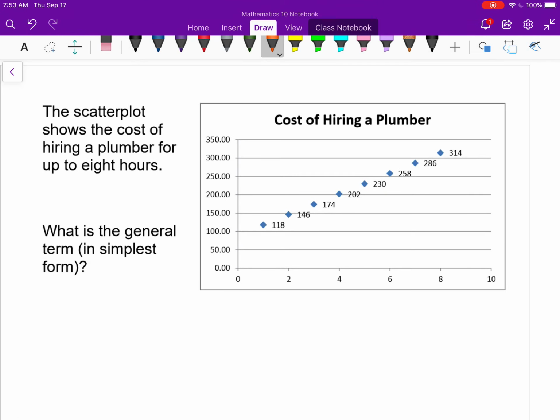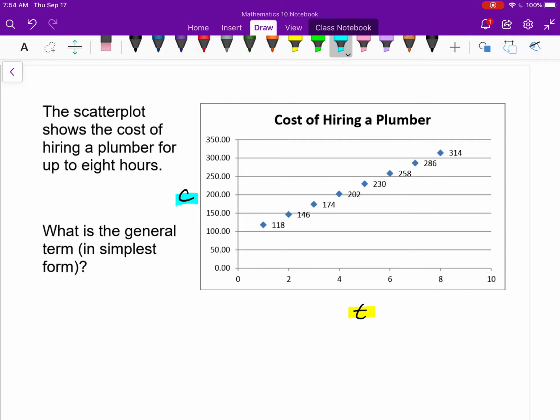All right. So let's look at this. I have here a graph showing the relationship between the cost of hiring a plumber over the number of hours. And so I'm just going to put time down here in hours, and this is cost. So time is the independent variable, cost is the dependent variable, which makes sense. How much does it cost to hire a plumber? It depends on how long the plumber is there for.